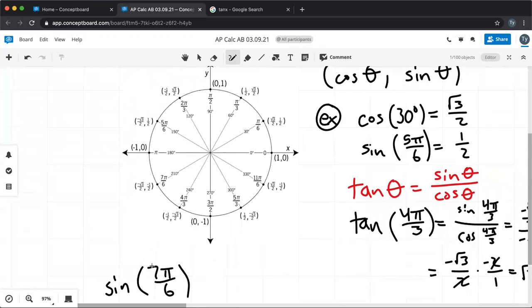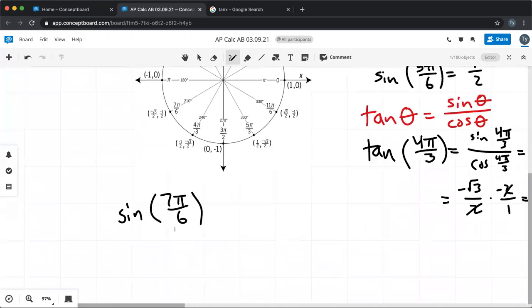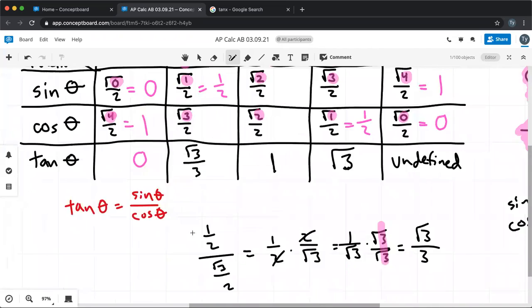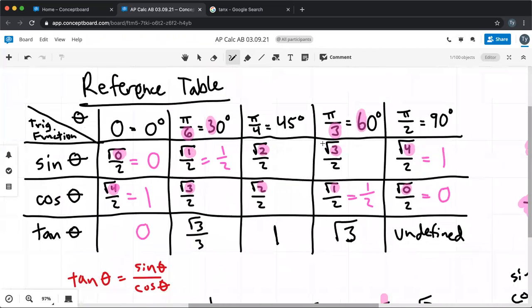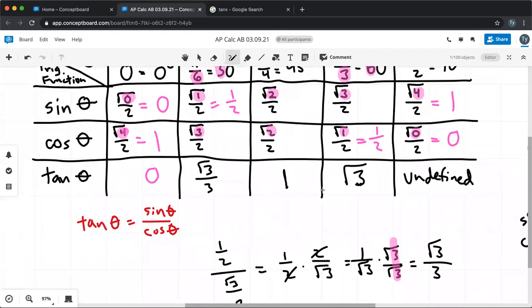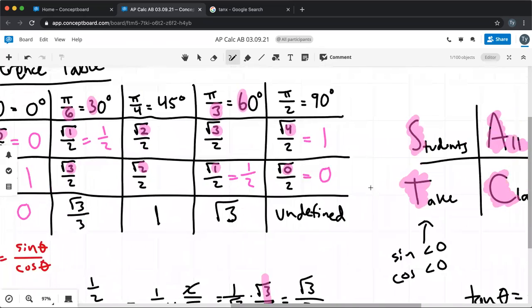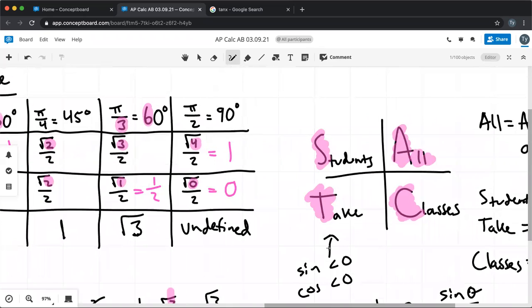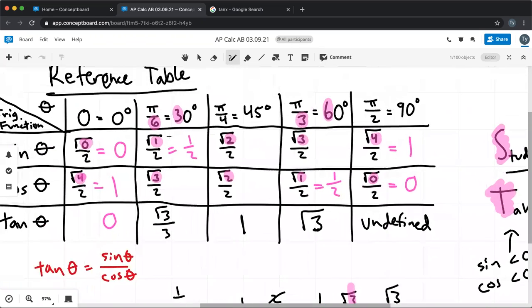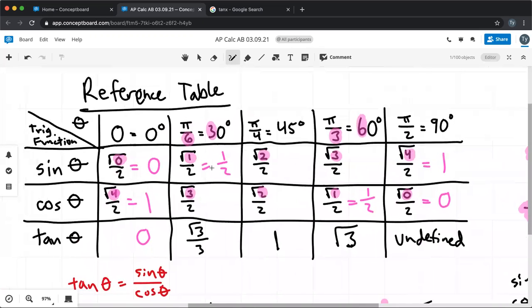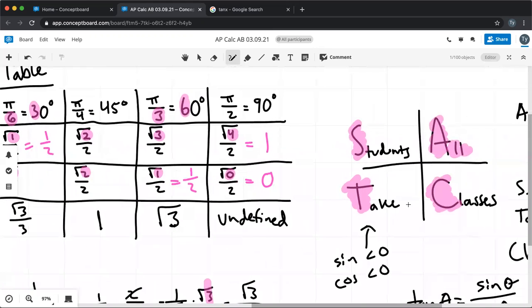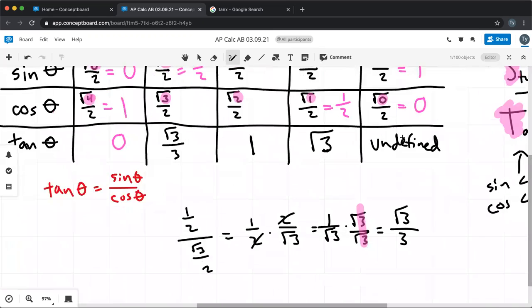If we're using the reference table, we say, hey, I've seen pi over 6 on the reference table. Sine of pi over 6 is 1/2. And I know that 7 pi over 6, which is what we want for our angle, is in quadrant 3. And I know that sine is negative in quadrant 3. So you take the value of sine of pi over 6, and then you change the sign if you need to based on this mnemonic device. Let's do another example of that.